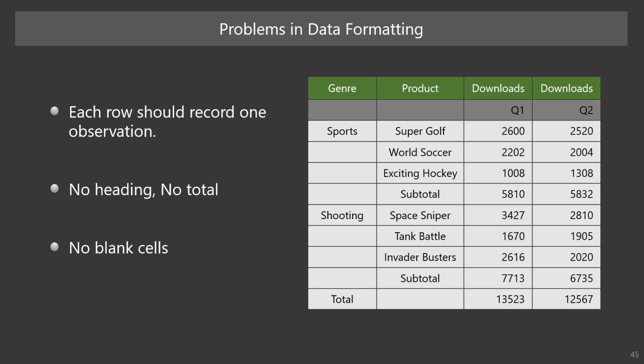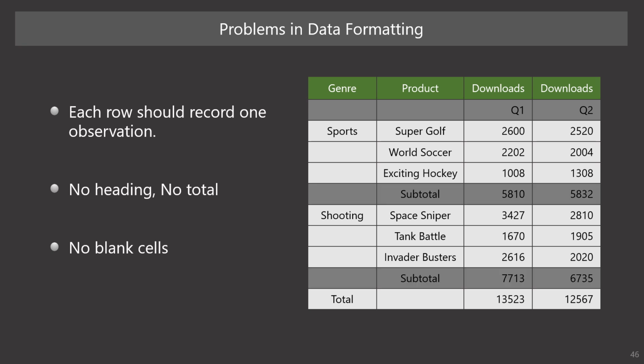So we should delete the first row and rename the downloads column as Q1 downloads and Q2 downloads, for example. And we should delete the subtotals and totals so that each row represents one observation.